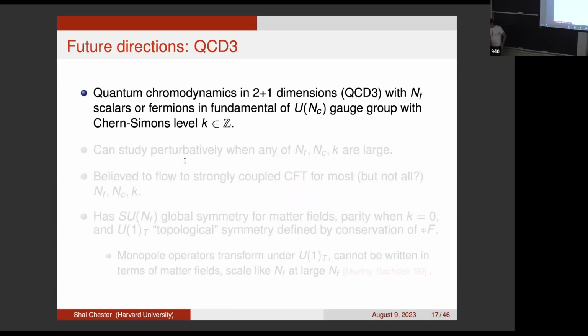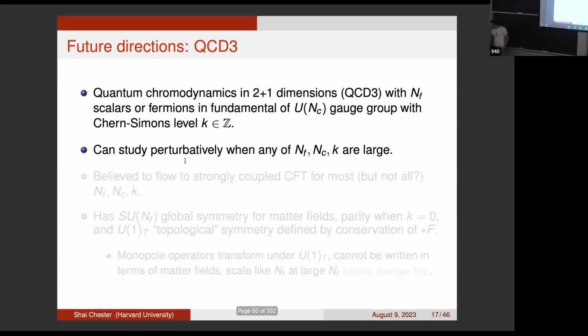And so this is the family of theories called QCD3. So this is quantum chromodynamics in 2+1 dimensions, with N_F either scalars or fermions in the fundamental of the gauge group, which is U(N_C). So there's N_C colors. And because we're in 3 dimensions, there could be a Chern-Simons level K, which is an integer. So first of all, this is not QCD in the real world, because that's in 4 dimensions. This is QCD in 2+1 dimensions, which will still have real world applications, but it's not related to the Oppenheimer rule.